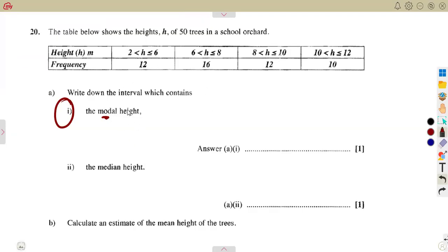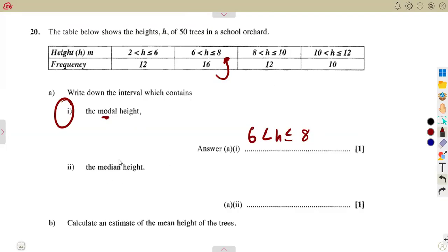It's a class that must have the highest frequency. Remember, I said mode is the number with highest frequency, but this time it's a modal class. Which one has the highest frequency? 16. We talk of the class there. The class h is greater than 6, less or equal to 8, as it is presented. You are now writing it as a class.